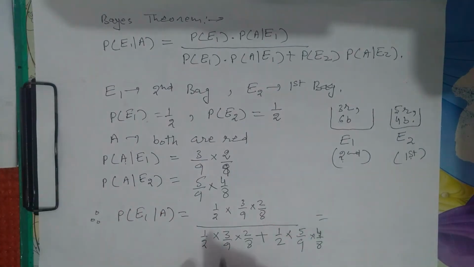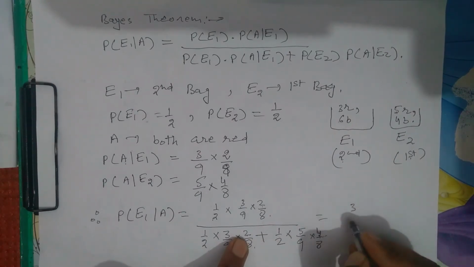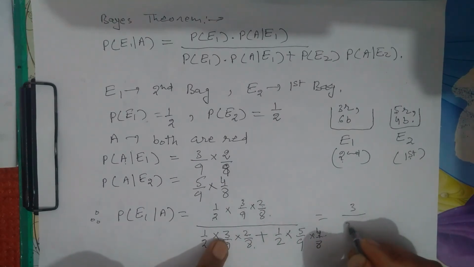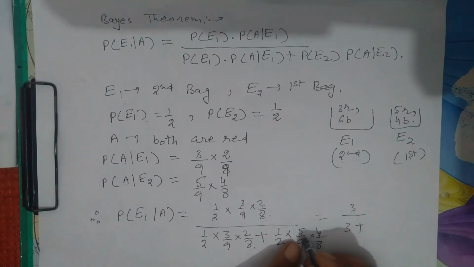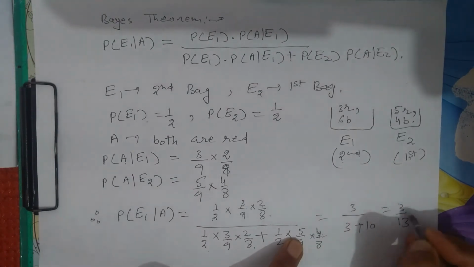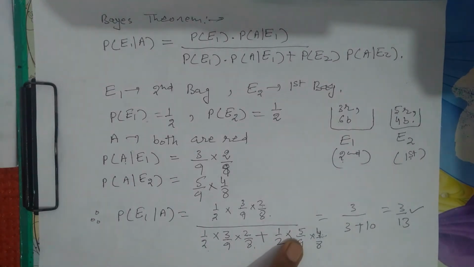So what we see, 2 and 9 and 8 are cancelled. Moreover, 2 is also cancelled, so we are left with 3 only in the numerator. In the denominator also, 3 plus 5 into 2, 10. So 3 upon 13 is the required probability.